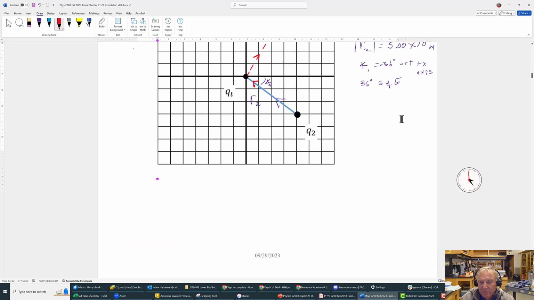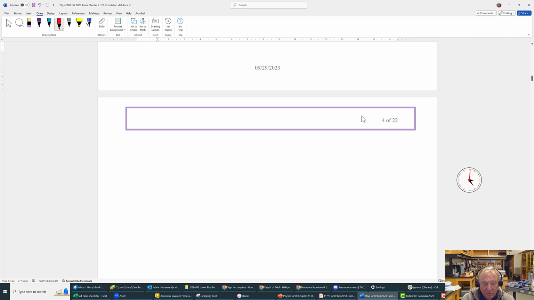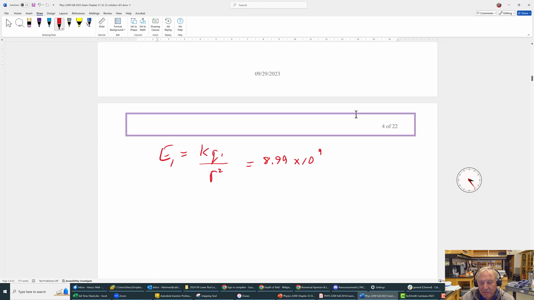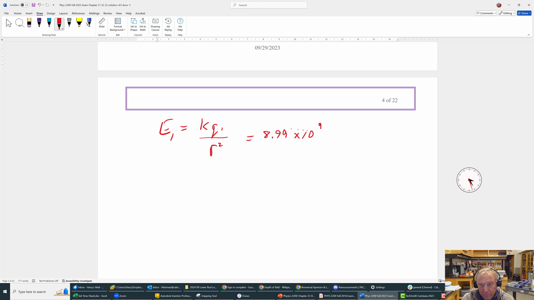Okay. So E1 is going to equal KQ1 over R squared equals 8.99 times 10 to the 9th. I never remember. Q1 minus 6, ten to the minus 9 coulombs.